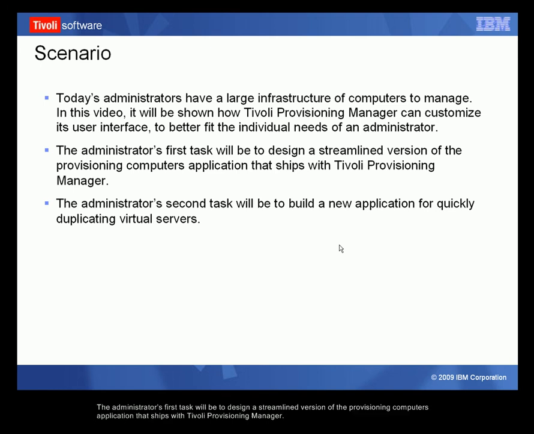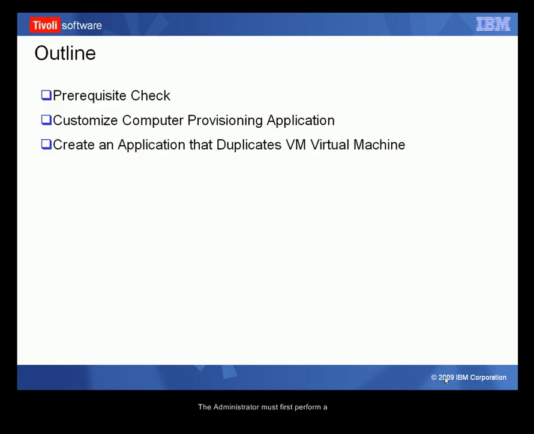The administrator's first task will be to design a streamlined version of the Provisioning Computers application that ships with Tivoli Provisioning Manager. The administrator's second task will be to build a new application for quickly duplicating virtual servers. The administrator must first perform a prerequisite check. This must be done before beginning any UI customization. The Computer Manager application will be customized. Last but not least, an application that duplicates virtual servers will be created.